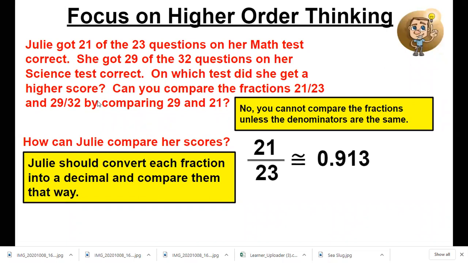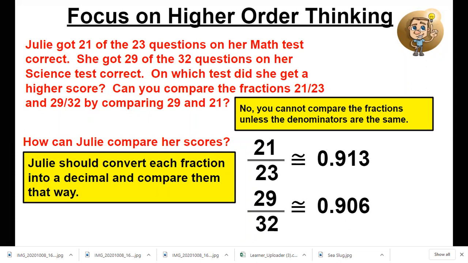So actually this one is only an approximation. 21 divided by 23 will give you approximately 0.913, but it goes on for a really long time. It's one of those irrational numbers that doesn't repeat, doesn't terminate. So I just approximated it to be 0.913. That's the approximation of 91% about. On her science test, the approximation of 29 divided by 32 is 0.906. That one actually terminates. It's actually 0.90625, and then it stops.